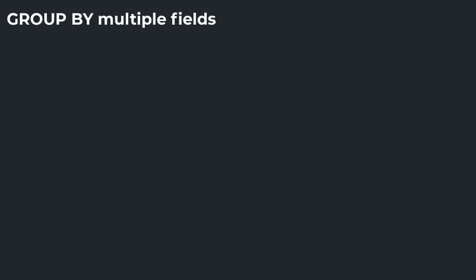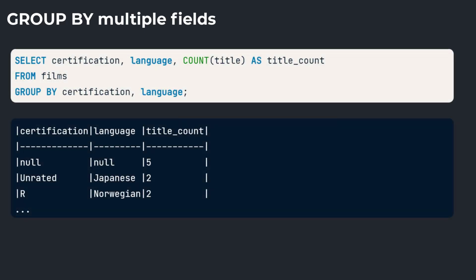We can use GROUP BY on multiple fields similar to ORDER BY. The order in which we write the fields affects how the data is grouped. The query here selects and groups certification and language while aggregating the title. The result shows that we have 5 films that have missing values for both certification and language, 2 films that are unrated and in Japanese, 2 films that are rated R and in Norwegian, and so on.